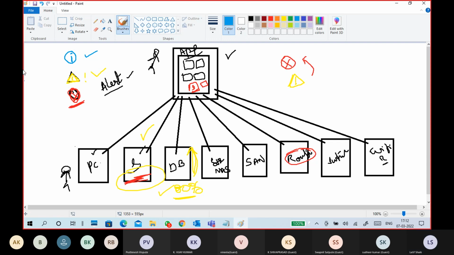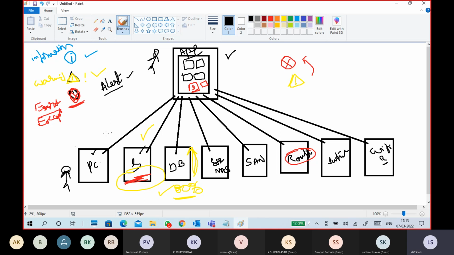Information, warning, and error or exception. You can say error or exception, something like error kind of stuff. These are generated by the alerting system.